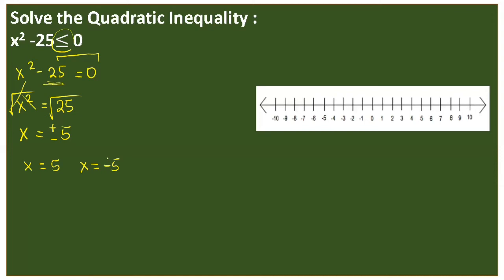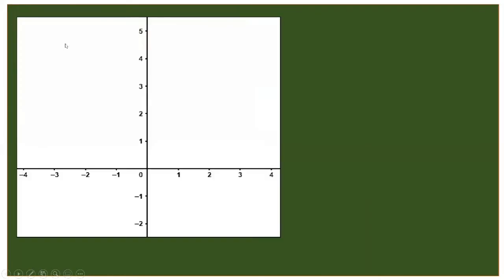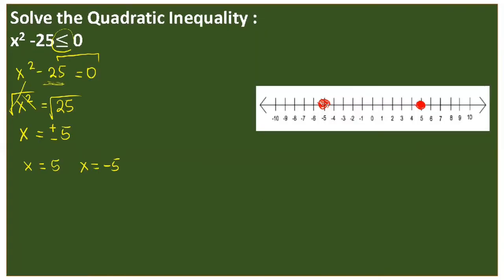Now we are going to plot the values of x on our number line. So after getting the values of x, we are going to plot positive 5. The positive 5 is on the right side of our number line. So, this is positive 5 and then the negative 5. Our dot is shaded because of the sign that we have in our original inequality, which is less than or equal. When we have an equal in our sign, then the dot is shaded.